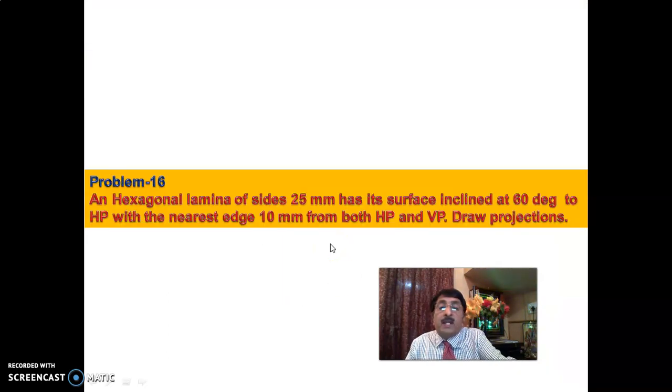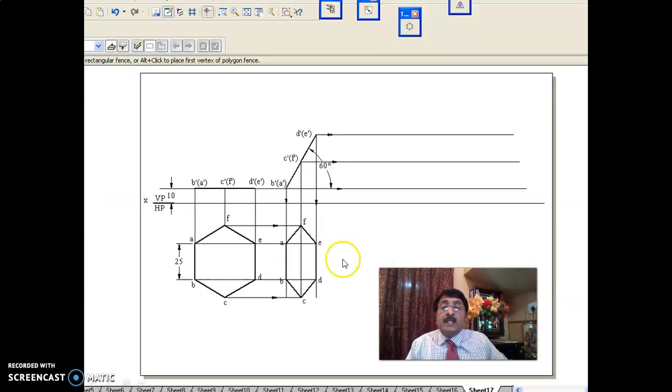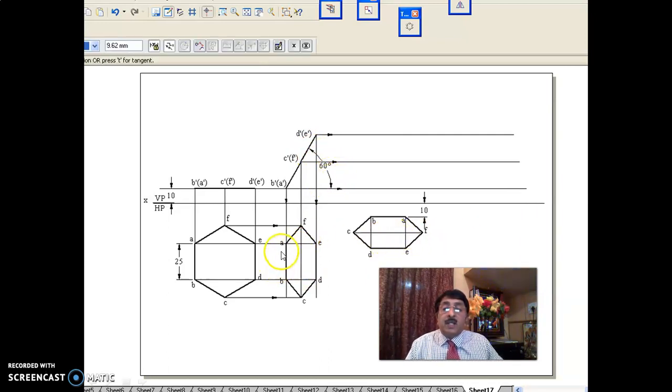Now you go to the problem. What it says is, nearest edge 10 mm from both HP, VP. Nearest edge is 10 mm from HP is there, but it should be 10 mm from VP also. That means it should be 10 mm from both HP, VP, the nearest edge, you have to refer BA only, B dash A dash only. Now AB in the top view cannot be changed because the 60 degrees to HP are not changing. You repeat this, copy, move, copy, paste, rotate in such a way that AB is 10 mm from VP also.